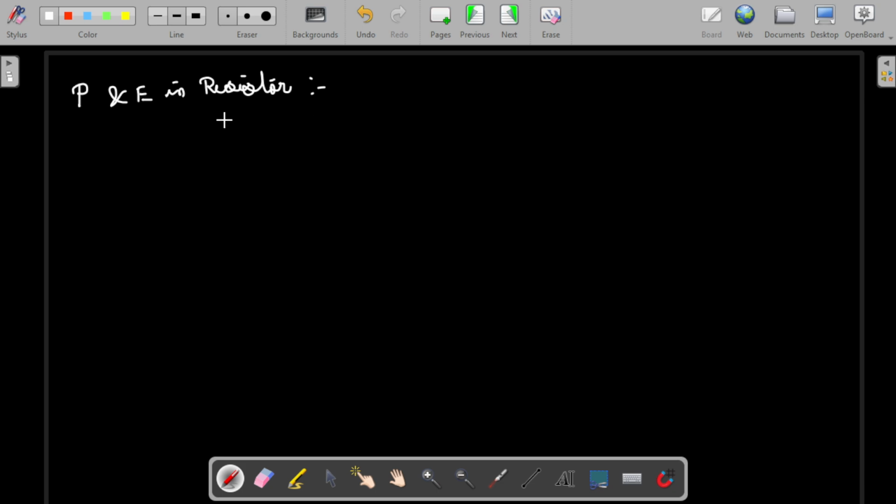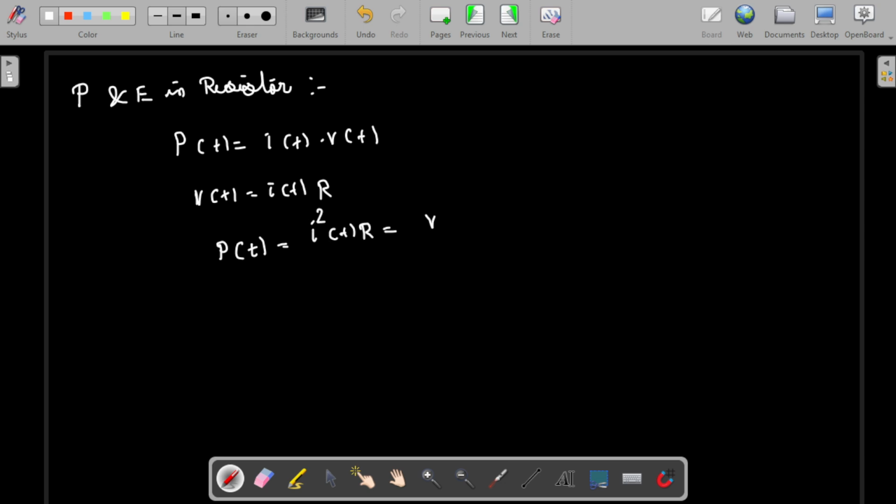So let's take the instantaneous power, that is P of T, which is equal to I of T times V of T. This is the instantaneous power that we know. If we substitute V of T equal to I of T into R, then P of T becomes I square T R. Or if we substitute for I, then that will be V square T divided by R. So this is how the power comes into the picture.